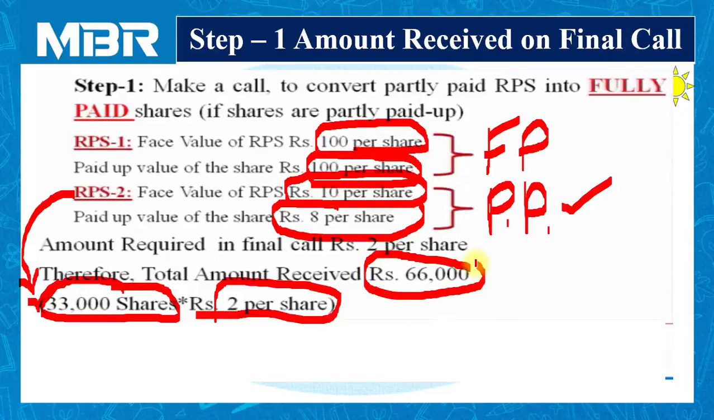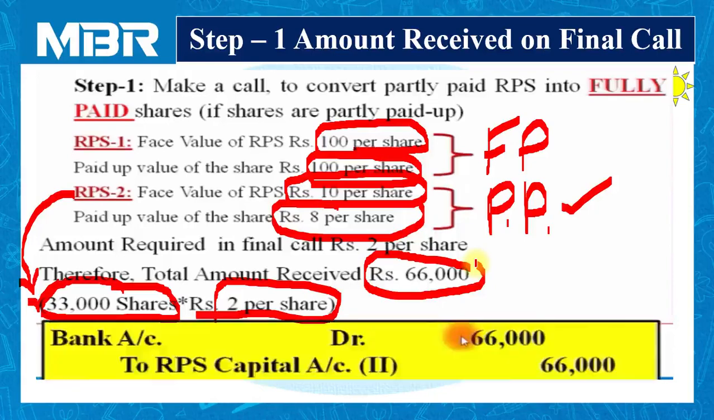We need not do anything with RPS 1 because RPS 1 is fully paid. Journal entry for this transaction. Bank account debited as we have received 66,000 from RPS Capital 2. To RPS Capital 2 account. This 1 and 2 is simply for the purpose of our understanding. If you don't want to write, simply write RPS Capital account.